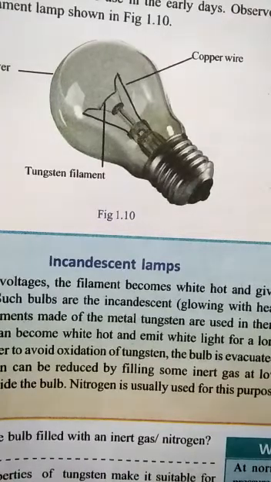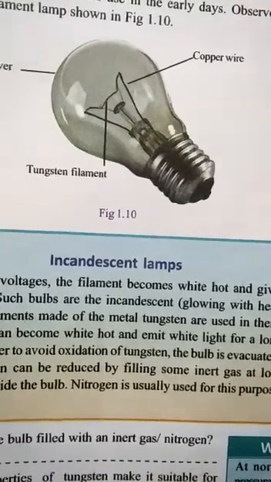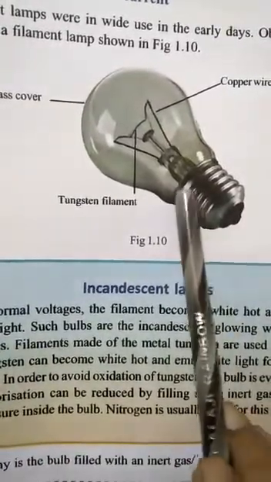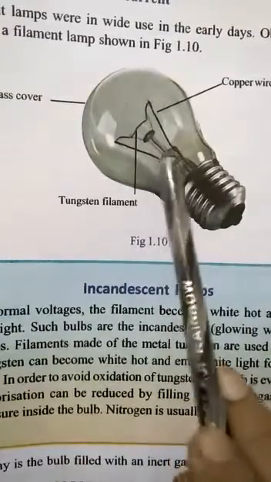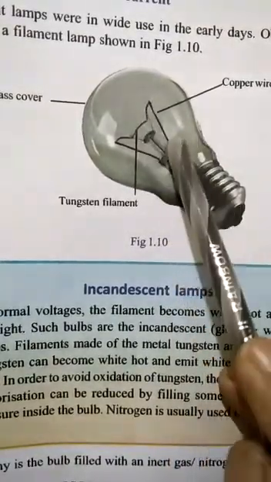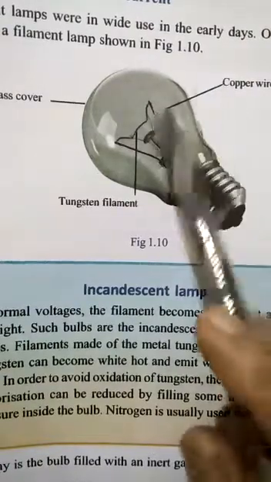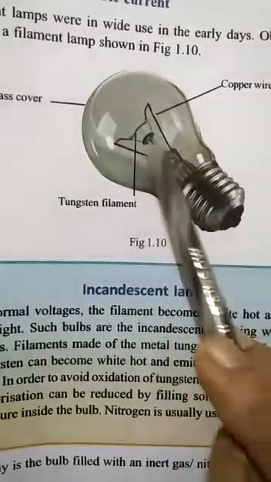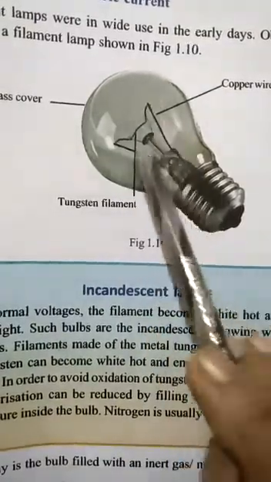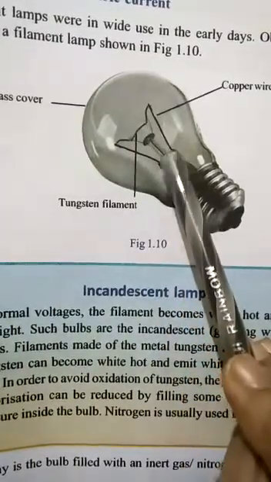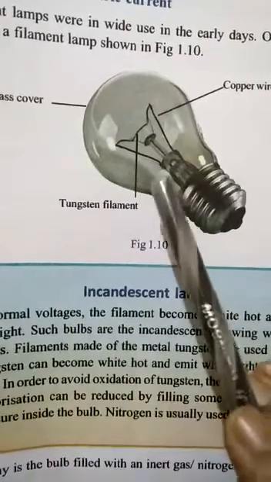First of all, let us discuss the filament lamp. Here you can see the picture of a filament bulb. This bulb has some important parts. One is these two thin wires fitted here, which are made of copper. So copper wires are one of the important parts of this kind of bulb.